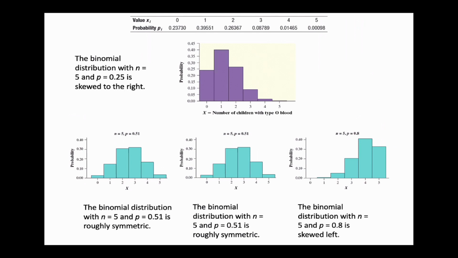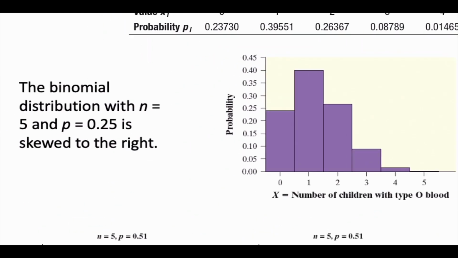Probability. What about the probability? You're right, yeah. If it's higher, it's going to be skewed left. If it's lower, it's going to be skewed right. Exactly. Look at the probability. Look at the probability of the first one. 0.25. It's on the lower side.